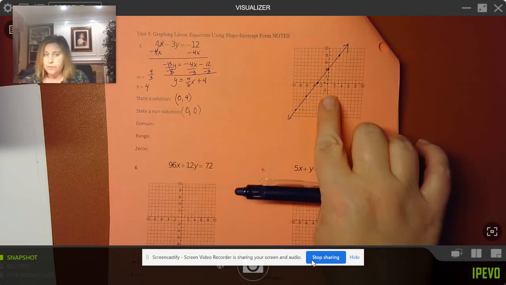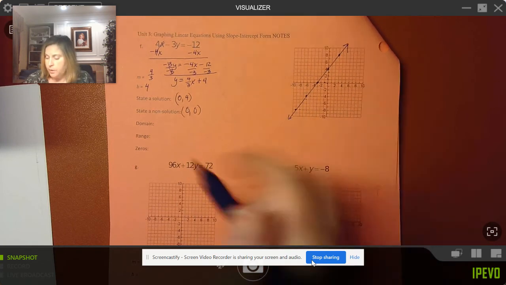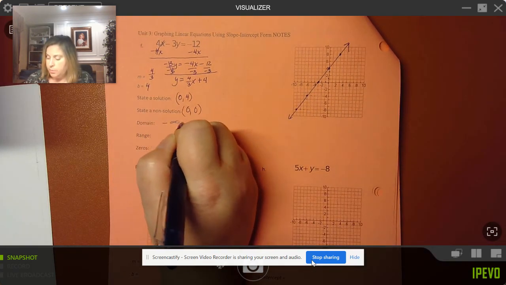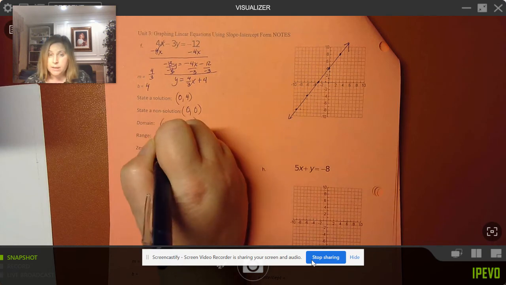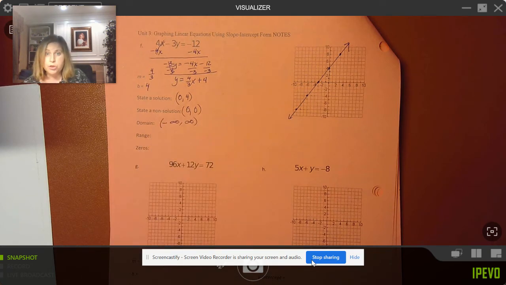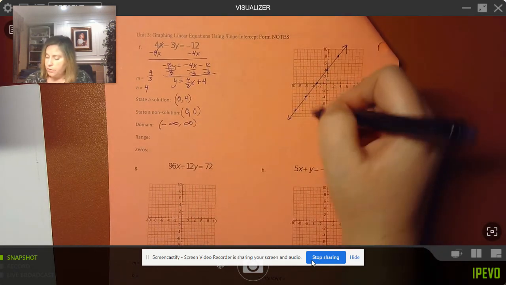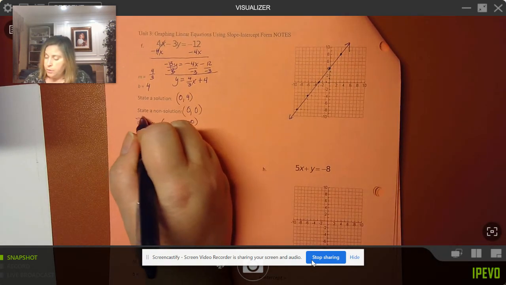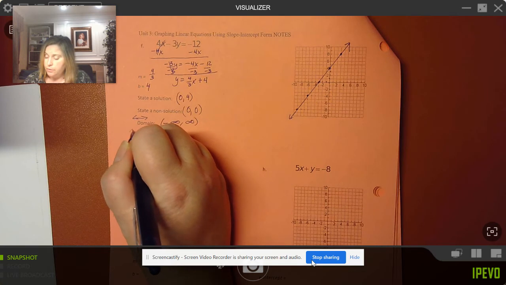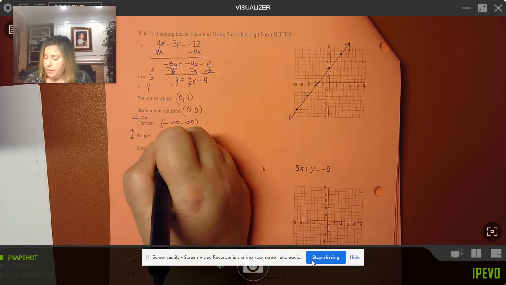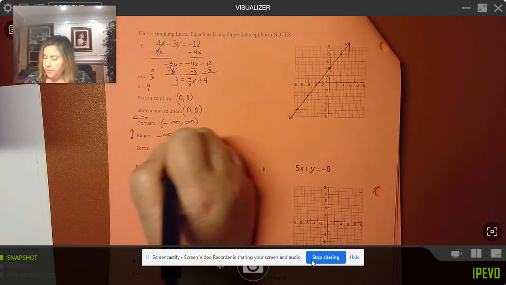Domain: it goes left forever, it goes right forever. So negative infinity to positive infinity. And we want to use the correct interval notation. Interval notation does matter. And then our range: it goes up forever, it goes down forever. Just want to write those reminder notes to yourself. Negative infinity to positive infinity.